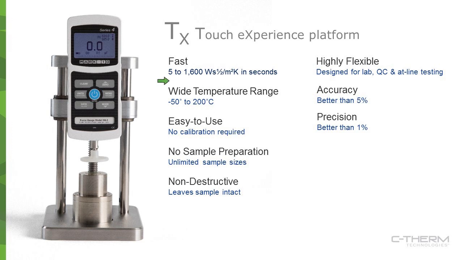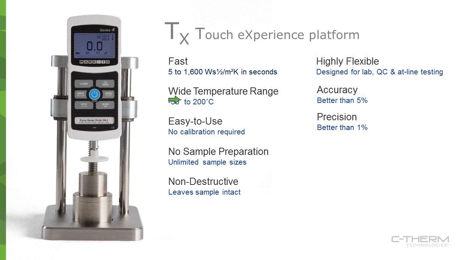So the basic specifications for the TX Touch system: it offers very fast measurement of thermal effusivity from a range of 5 to 1600 units of effusivity. Maybe just to explain that range, air is around 15 units of effusivity. Water is around 1600 units of effusivity. So this would cover all textiles and a range of other materials between 5 to 1600 units of effusivity. The only thing that is zero effusivity is actually vacuum. So there's really no drop-off in material testing below 5 units of effusivity.